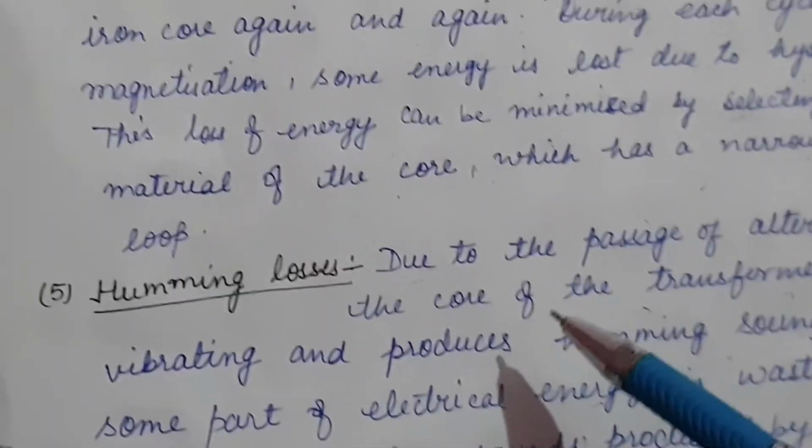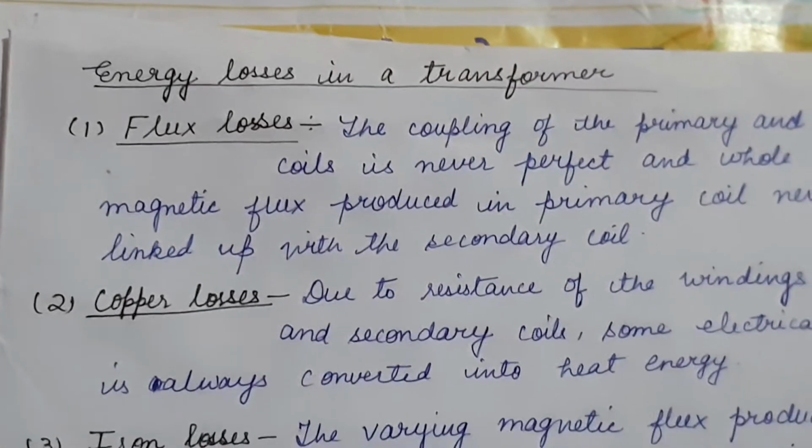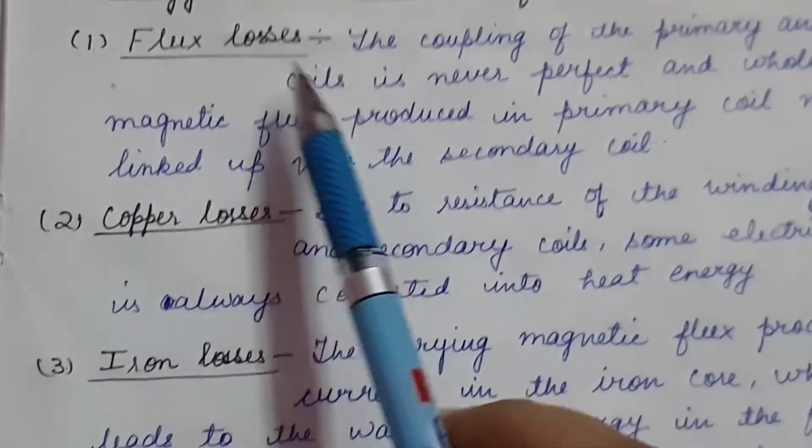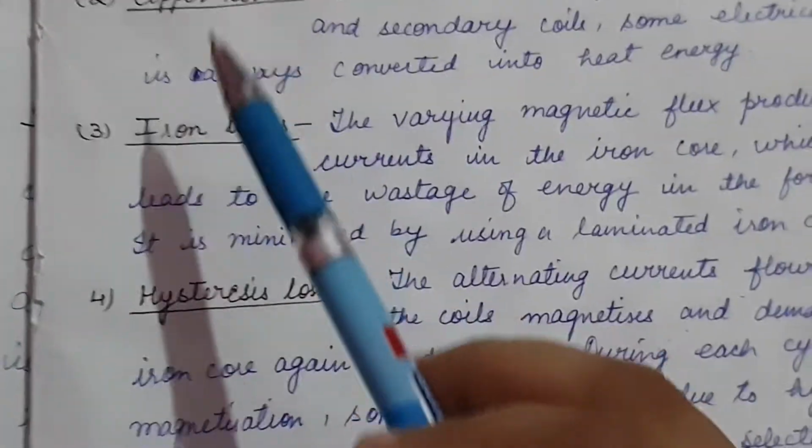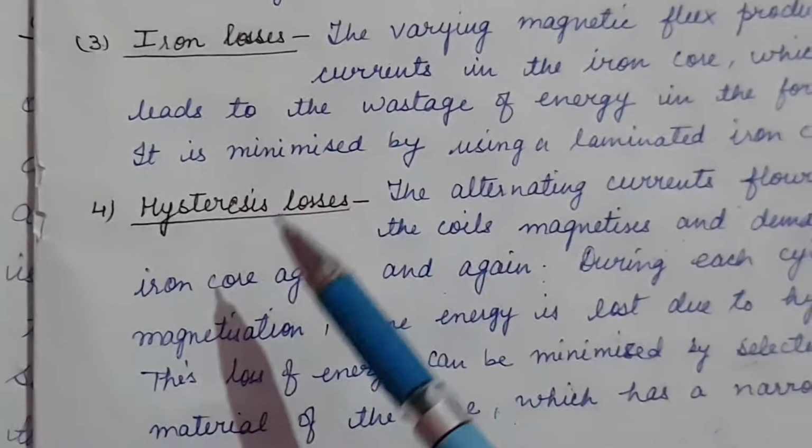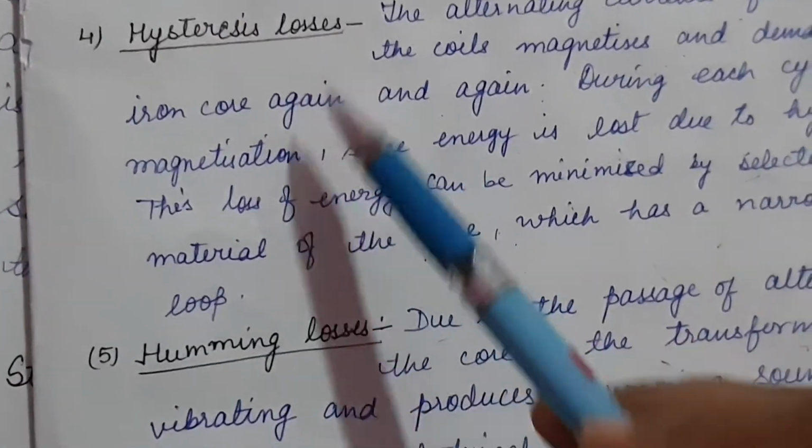So these are the types of losses in the transformer. First is flux losses, second one is copper losses, third is iron losses, fourth hysteresis losses, and last one is humming losses.